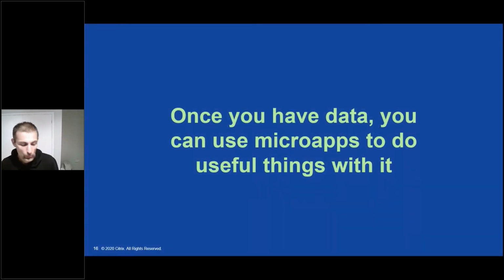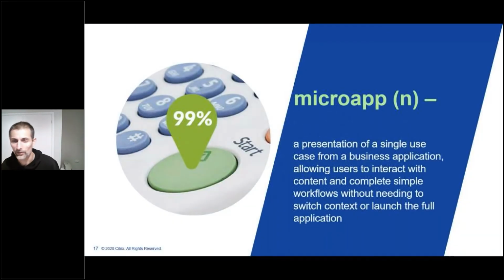Now, once you have the data in the cache, you can obviously use Microapps to do useful things with it. So what sort of useful things, what is a microapp? Right, let's go back to basics. So here's my definition. And it's really saying you have a single workflow, a single business case that your end user wants to do without launching the full application. And that's really important. And we'll see why in a minute.